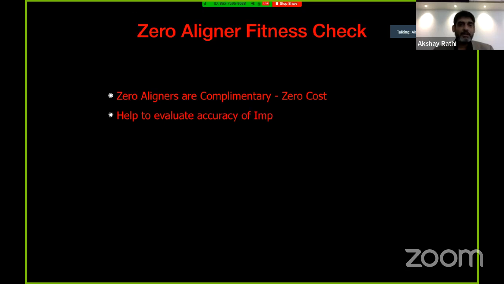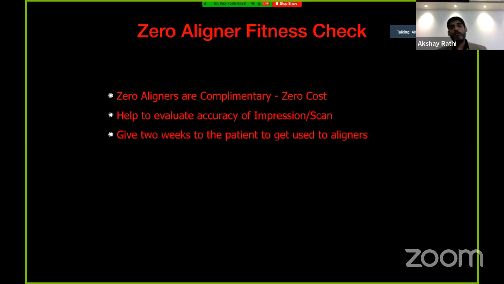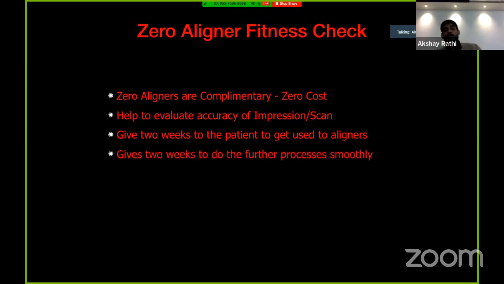In a lot of systems, the first aligner does not move the teeth. It is referred to as the zero aligner or the fitness check aligner, where the aligner checks for the accuracy of the impression, and it gives the patient 2 weeks to get used to the aligners, which will actually start moving the teeth, and it also gives you 2 weeks to understand the further processes.